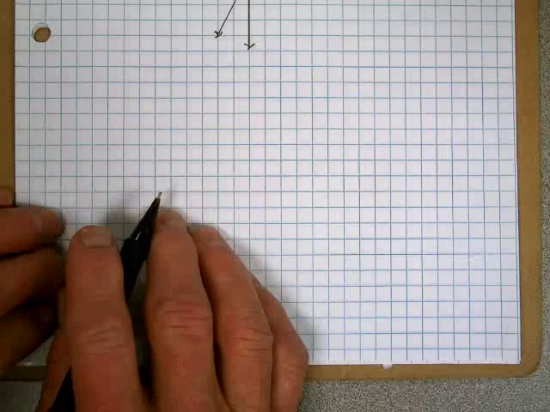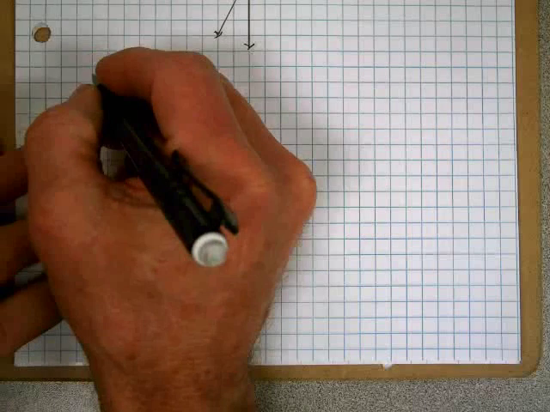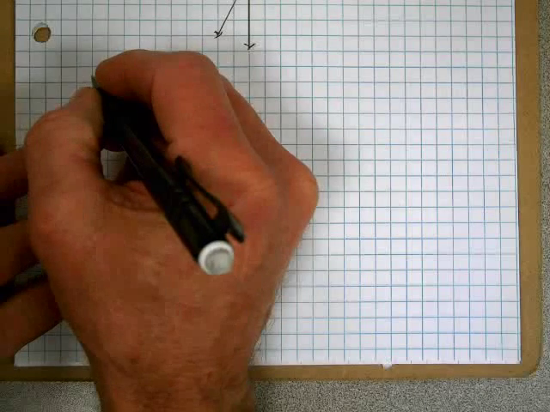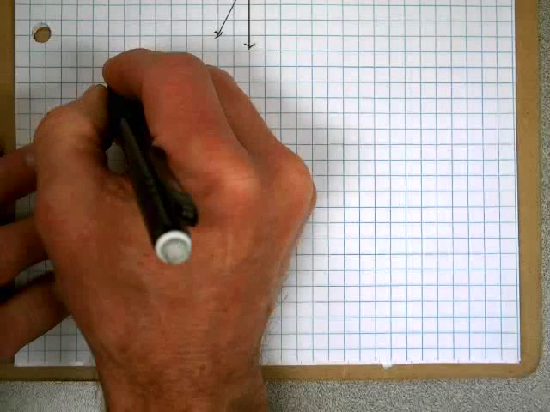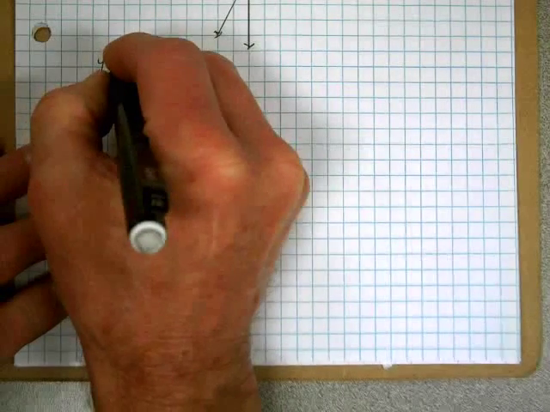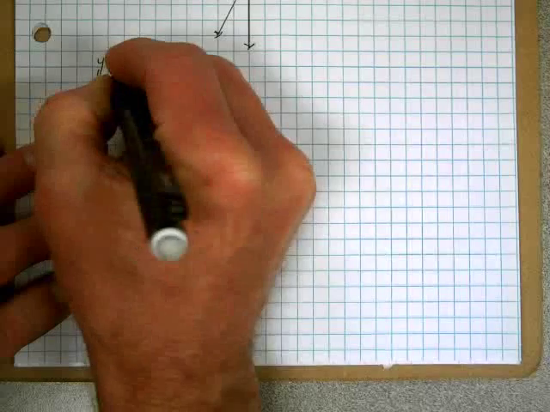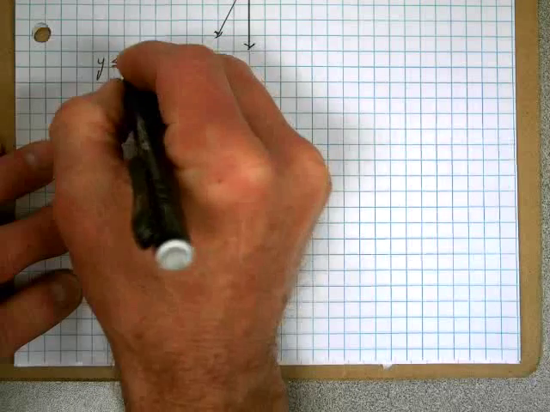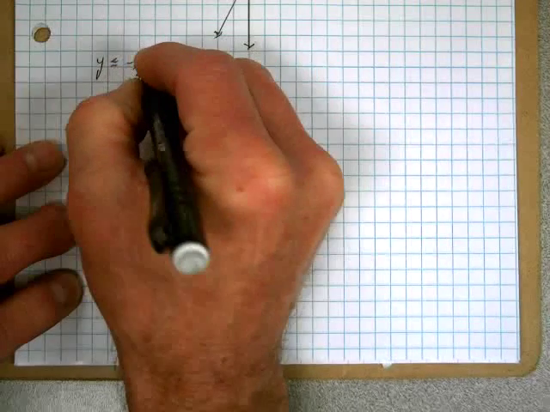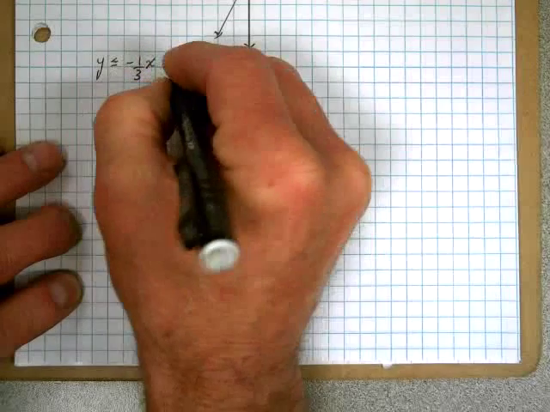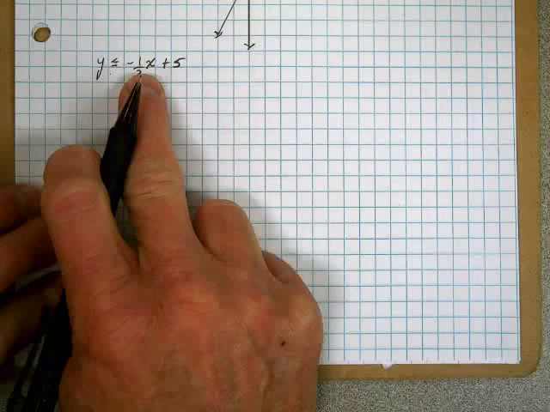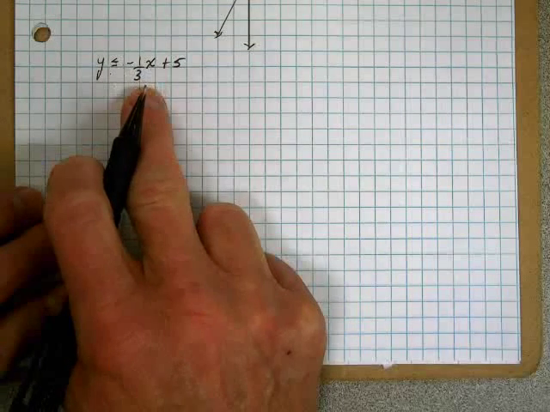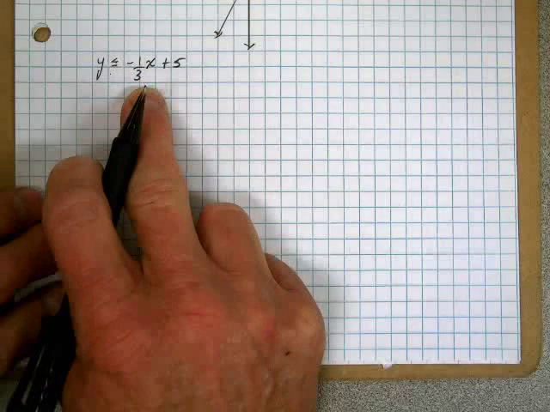Now let's graph an inequality, and let's graph an inequality that's given to us in slope-intercept form again. So we'll use the inequality y is less than or equal to negative 1/3 x plus 5. We'll use exactly those same three steps that we looked at in our previous example.